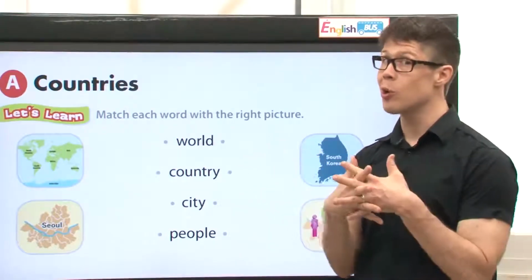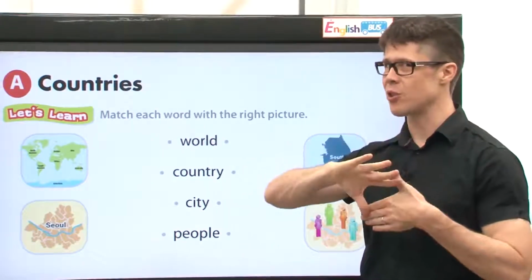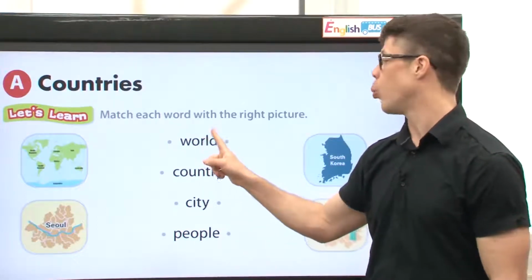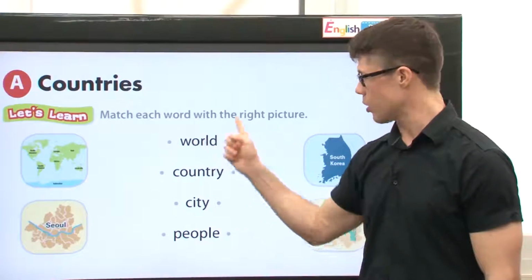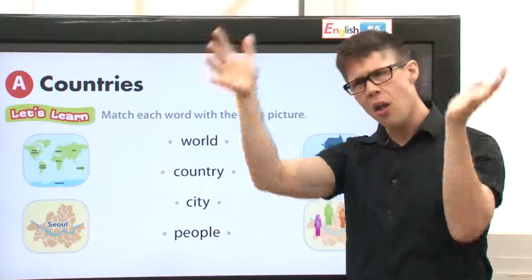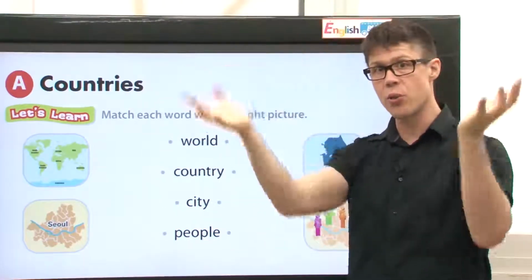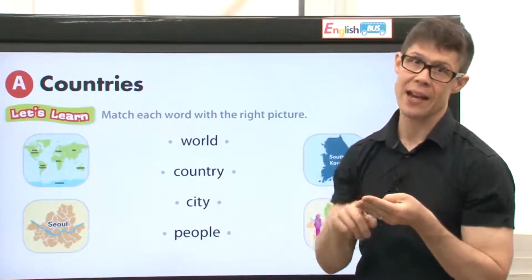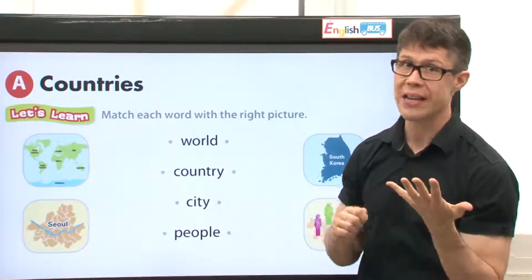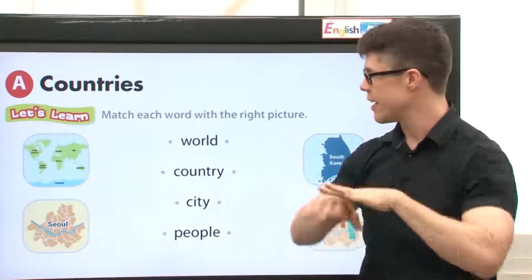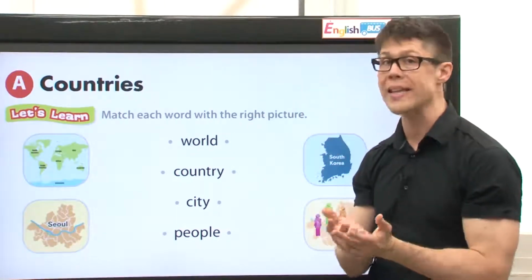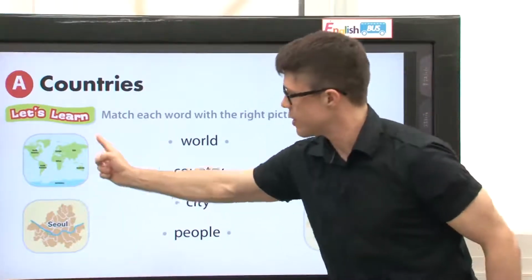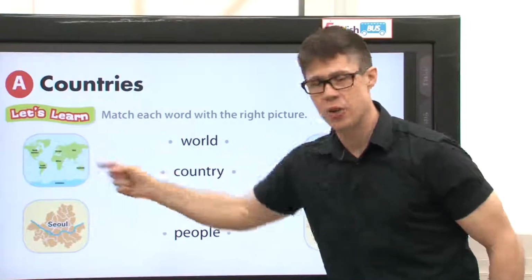Let's match the words with the correct pictures. Our first word is world. World, all right? All of the countries are in the world, okay? China, Korea, Canada, USA, Australia, Brazil, England are all in the world. Here is the world. See? Many different countries.